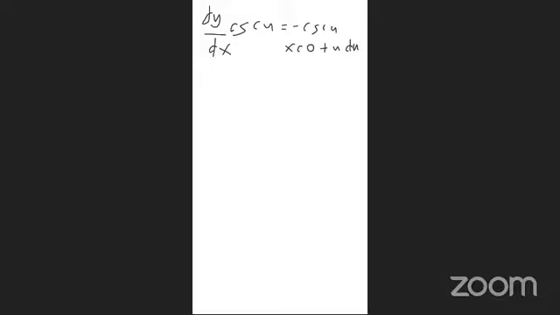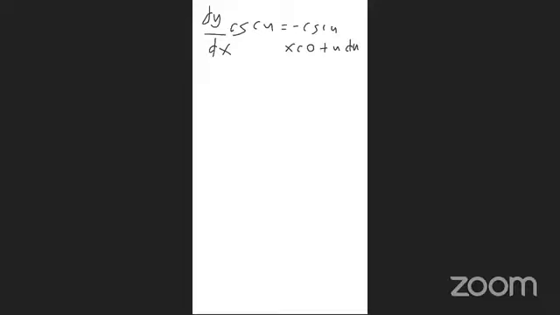So the derivative of cot u is negative CSC squared u times du. Same with the derivative of secant. What I mentioned a while ago is that secant and tan go together. So the derivative of secant u is sec u tan u, so both are always involved, right? Then the derivative of cosecant u is negative CSC u cot u du.